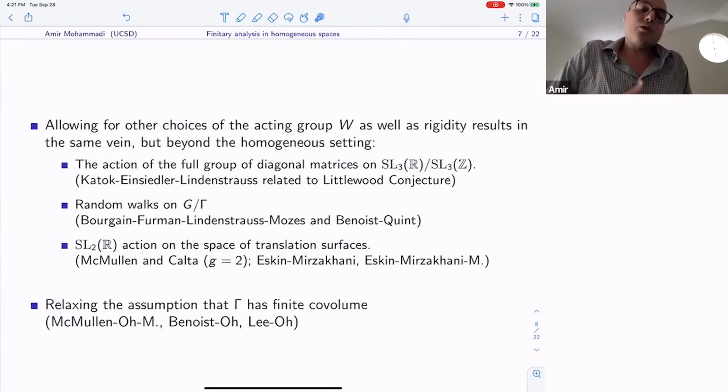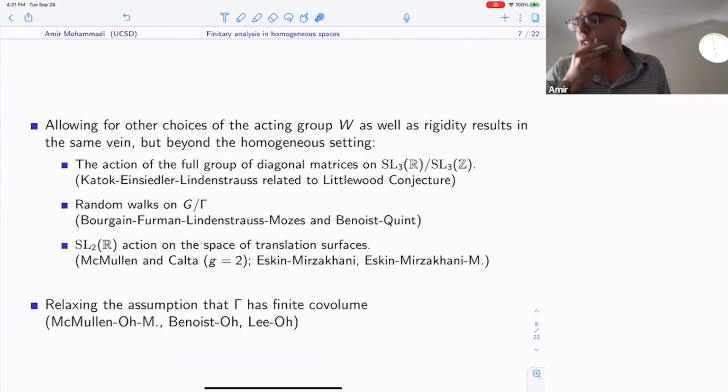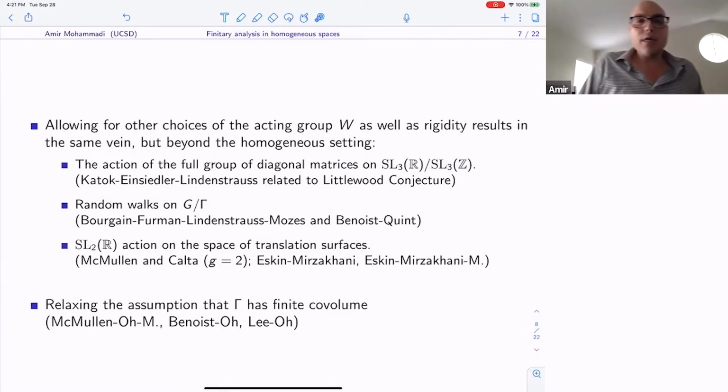And you might want to leave the realm of connected groups and look at maybe some Zariski dense subgroup acting on G mod gamma. These were also studied by Mozes, Lindenstrauss, and others. This work I will return to, because it is actually quantitative work. And Benoist and Quint generalized this to G mod gamma. Ideas developed by Benoist and Quint also found applications beyond the homogeneous setting, for the SL2R action on the moduli space of compact Riemann surfaces. This was the breakthrough result of Eskin and Mirzakhani, and a follow-up orbit closure result joint with them.